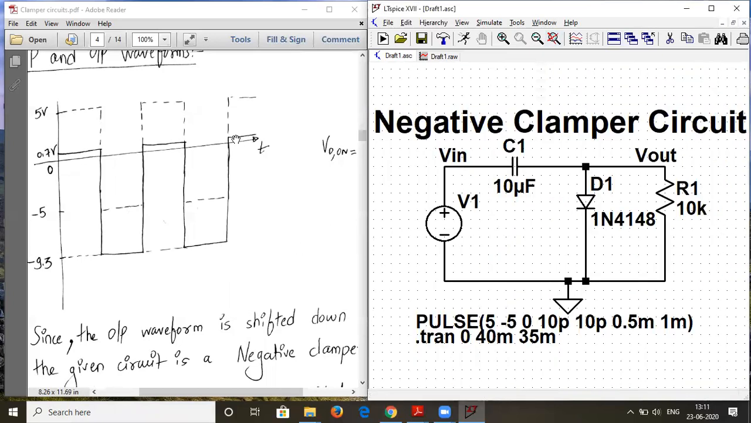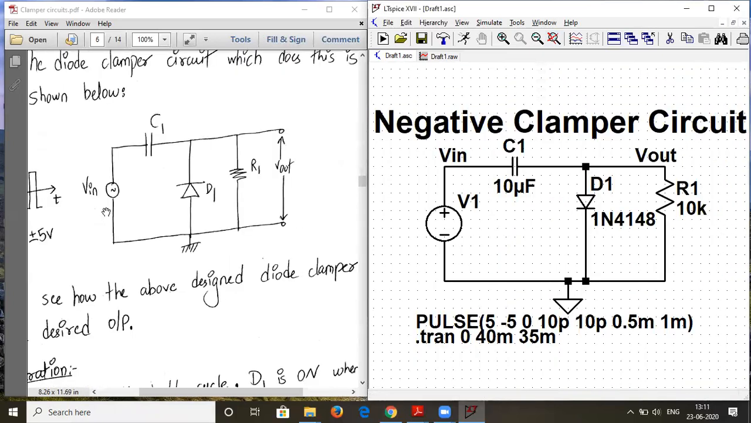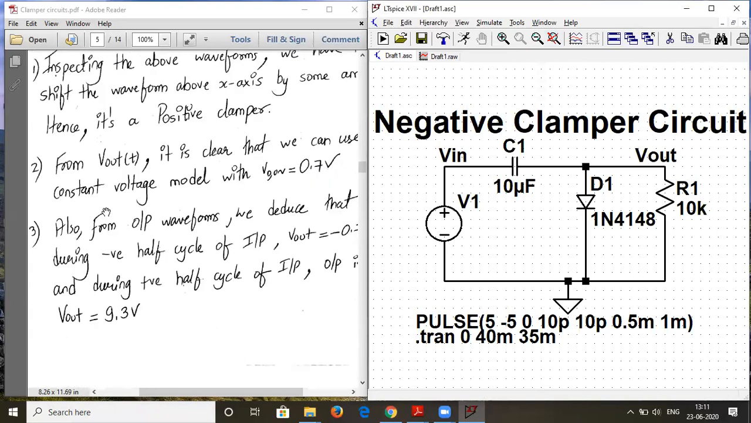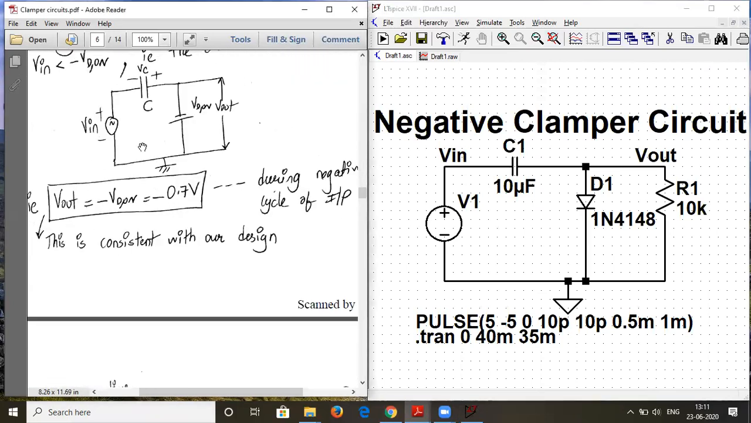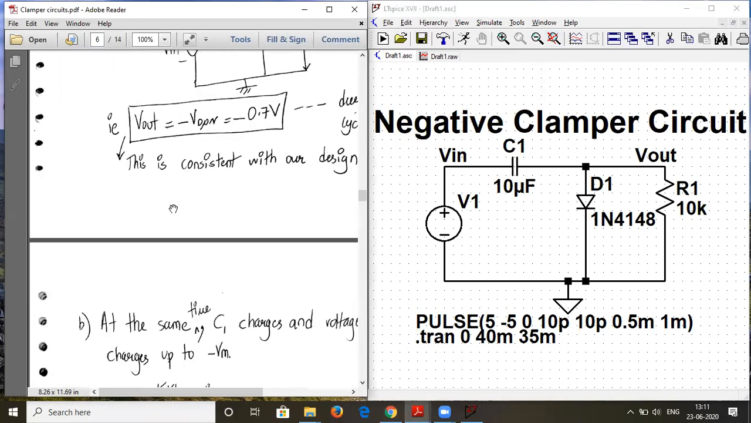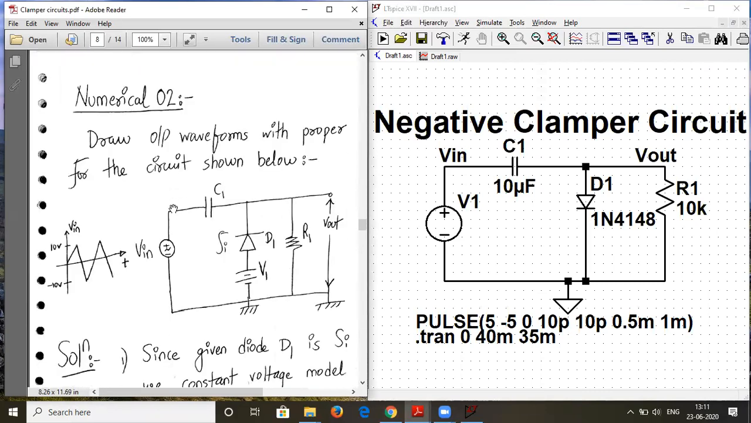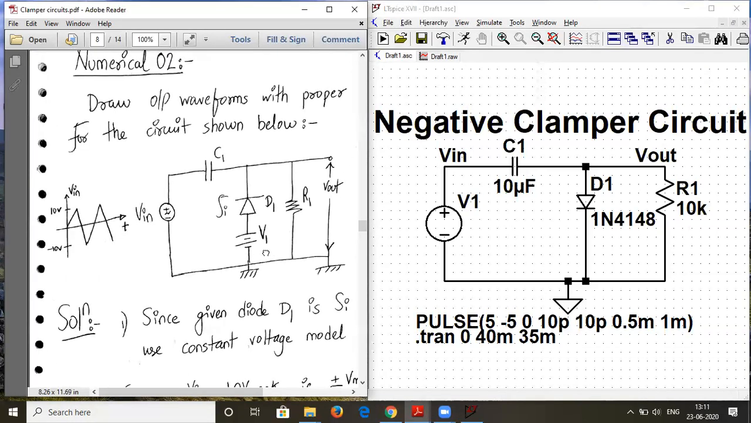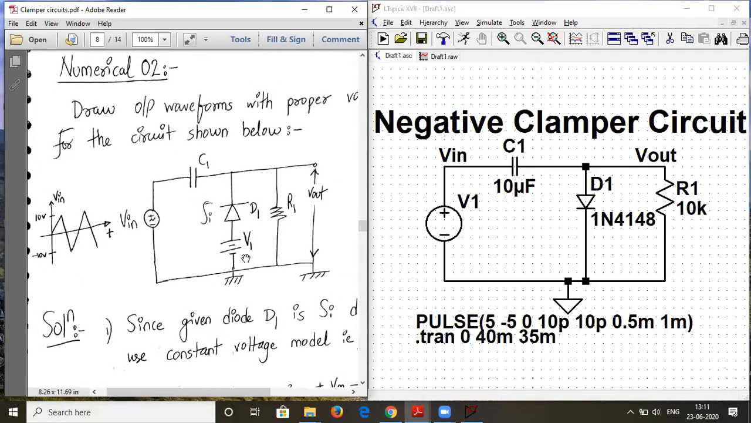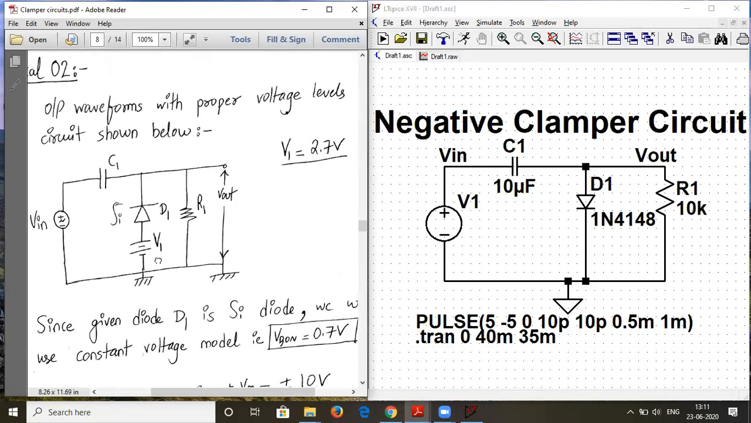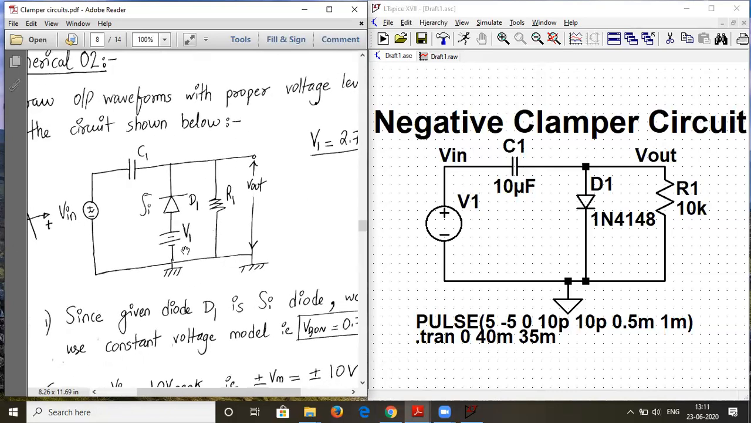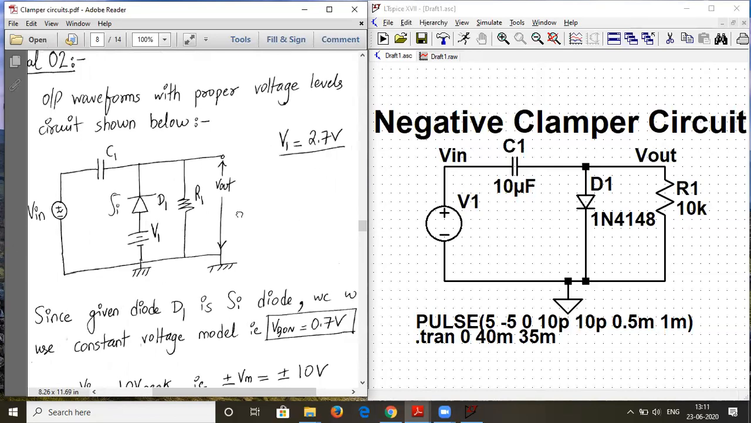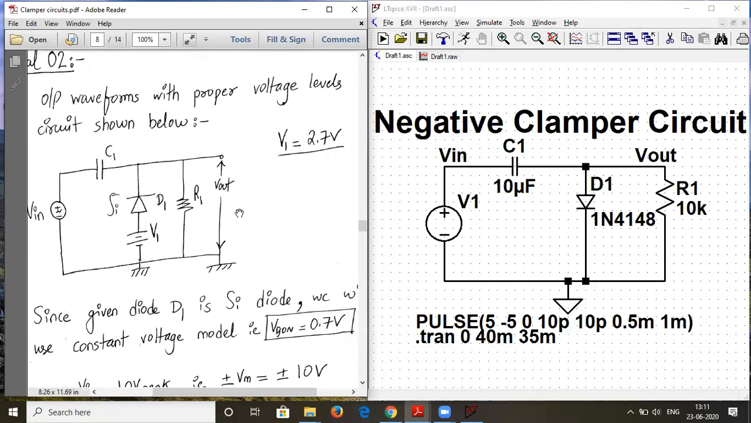Now let us quickly see another clamper circuit. We'll quickly build that circuitry for you all. Let me see if I have that numerical. Yeah, so here is the numerical. Here what we have done is taken another clamper circuit and given an external bias voltage. So let us observe how this looks quickly.